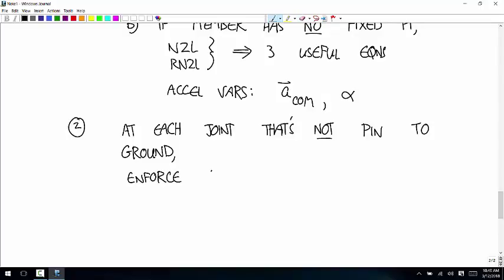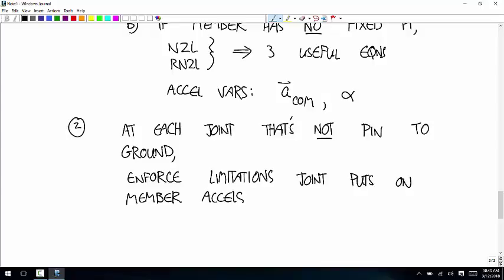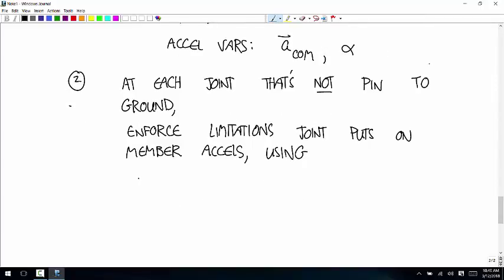Enforce the limitations the joint puts on member accelerations. And this will always use two things: the watermelon equation and relative motion.